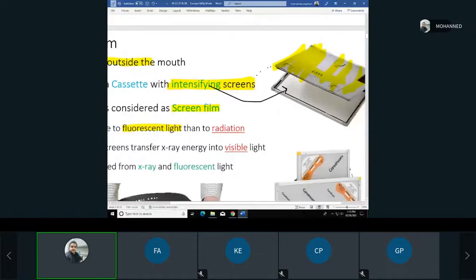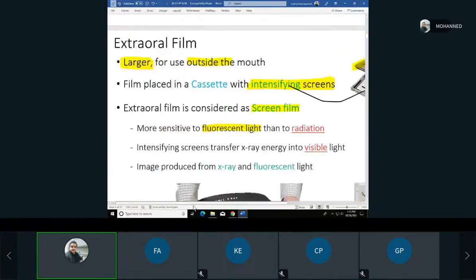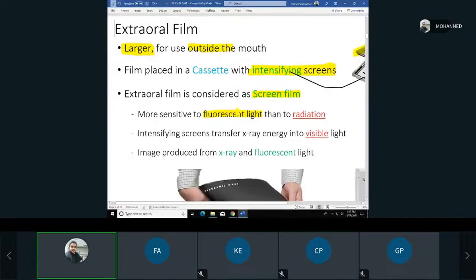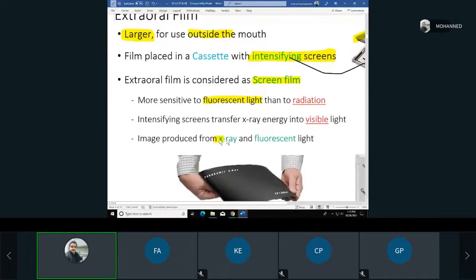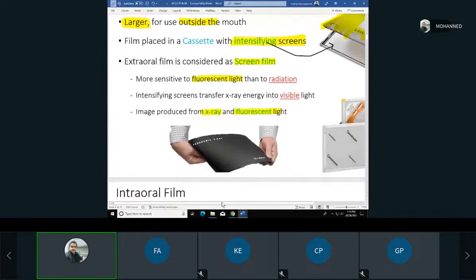We have a cassette that has intensifying screens, and these intensifying screens would transform the X-ray to light, and the extraoral film itself is a screen film that is more sensitive to fluorescent light than the regular. So the image will be produced some by X-ray, but mostly by the fluorescent light. Combine both of these, that's how we will get the image. It comes in different sizes, mainly two sizes that we have.